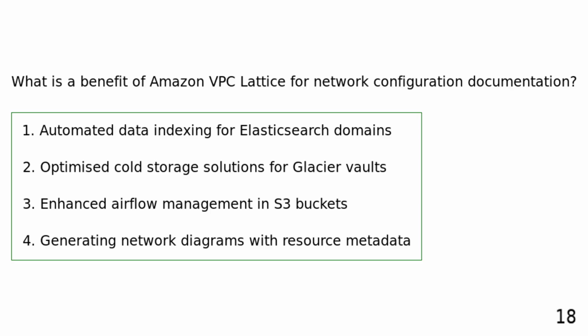What is a benefit of Amazon VPC Lattice for network configuration documentation? Automated data indexing for Elasticsearch domains. Optimized cold storage solutions for Glacier vaults. Enhanced airflow management in S3 buckets. Generating network diagrams with resource metadata.